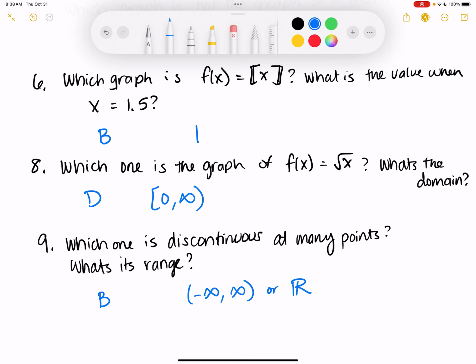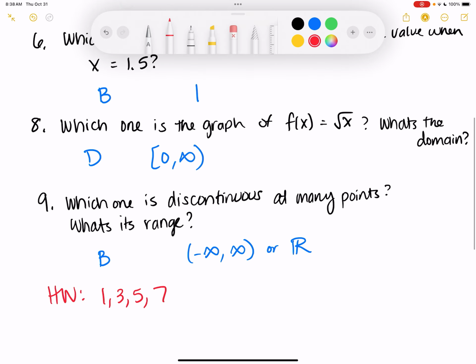Alright, so that's all that we're doing with this section. I did most of the even ones for you. I'm not going to have you do number 10. That one's a little more confusing in what it's asking for. So the problems you need to do are just 1, 3, 5, and 7. And that's all you'll need from this section.